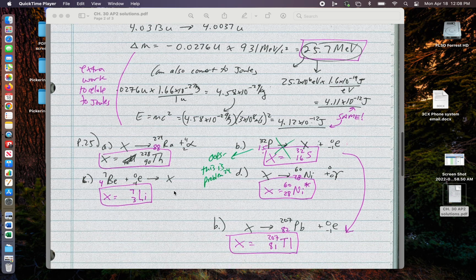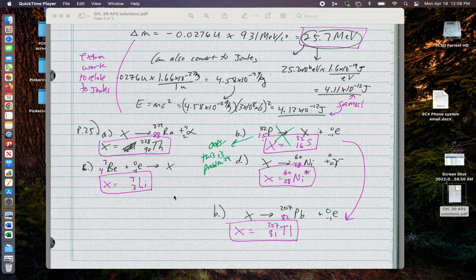Number 25. Let's identify the unknown isotope X in the following decays. So in this case, it was thorium-228. This one I screwed up because I looked at the next problem, which is actually problem 24, actually the previous problem. So this is part B. So this would be 81 over here is the charge number. So that's thallium.